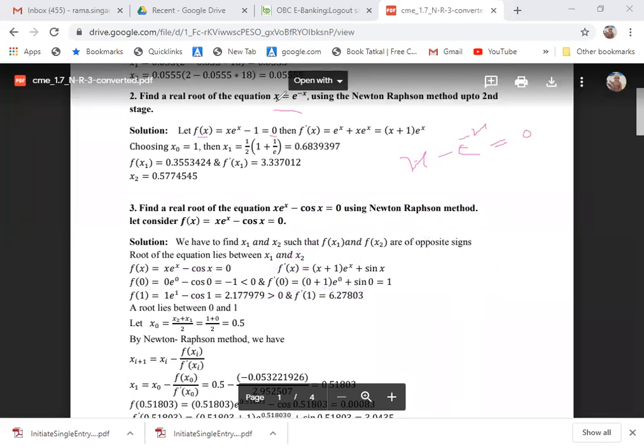Or else, multiplying both sides with e power x, we will get x e to the power of x equals 1, so that our f(x) will become x e power x minus 1 equals 0. Our f(x) is taken from the second case, x e power x minus 1. It's our choice whether to keep f(x) as x minus e power minus x or else x e power x minus 1.